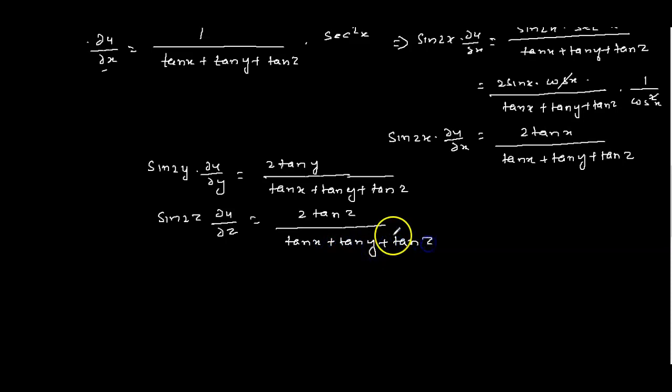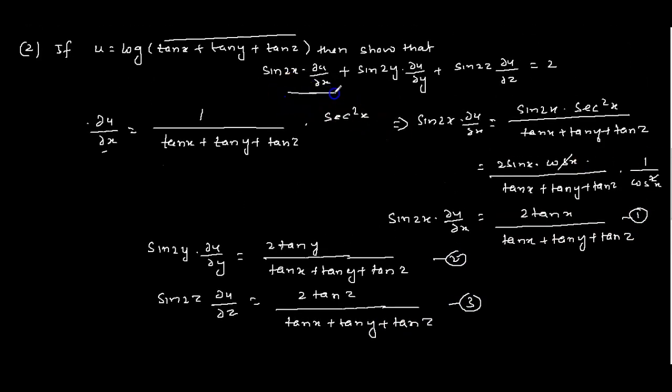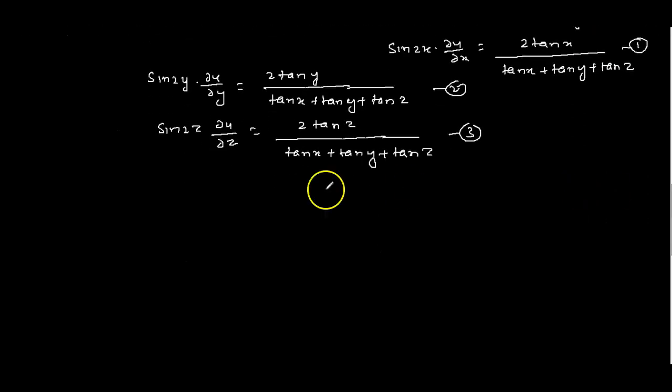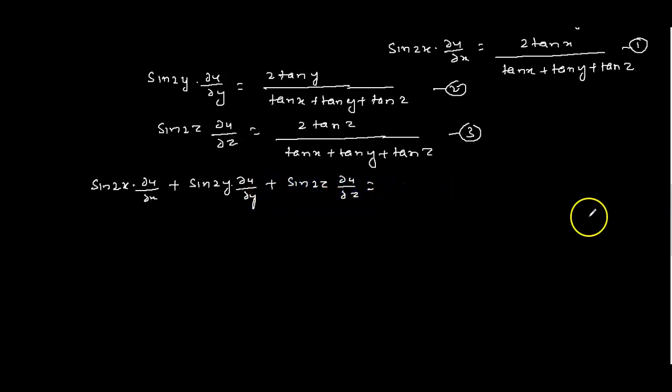So now if we add all three, 1, 2 and 3, the left hand side will be sine of 2x into del u by del x plus sine 2y into del u by del y plus sine 2z into del u by del z, equal to, if we add, we can take the common denominator part, 1 upon tan of x plus tan of y plus tan of z, common here.